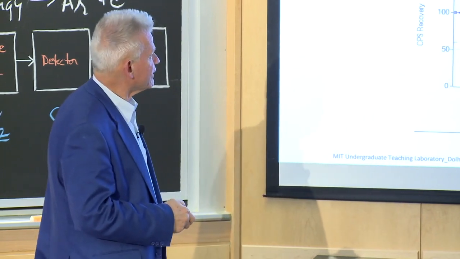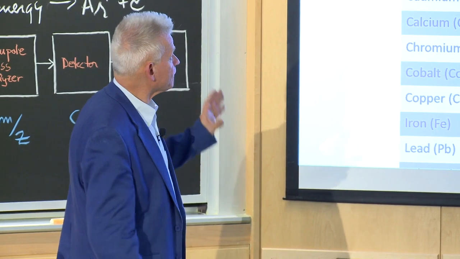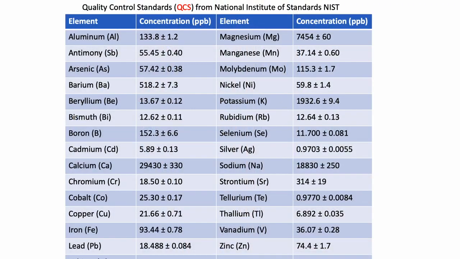Along with this, we also have quality control standards. Here's your 29 elements again, but we bought these from a different company than our calibration standards. Each one of the elements in this mix has a defined concentration. This mix comes from the National Institute of Standards in Gaithersburg, Maryland, and we'll be running one of these with your samples.